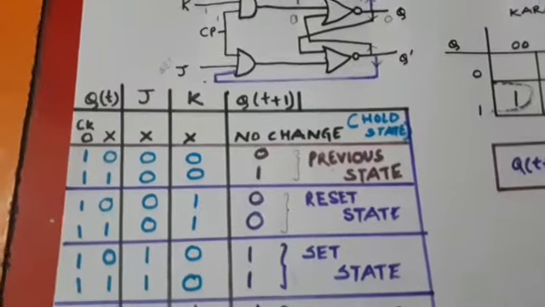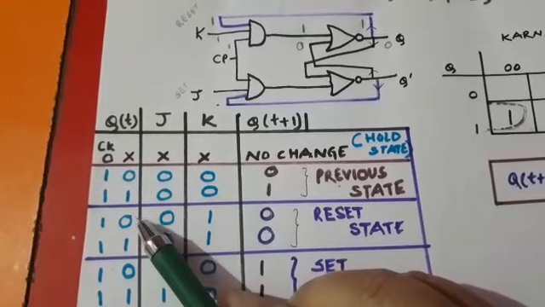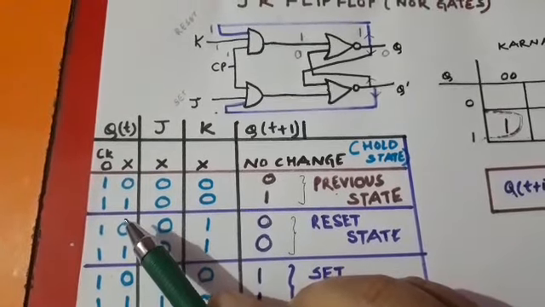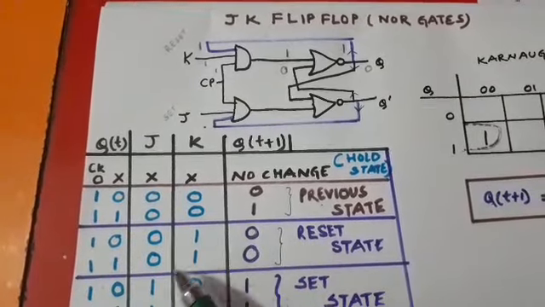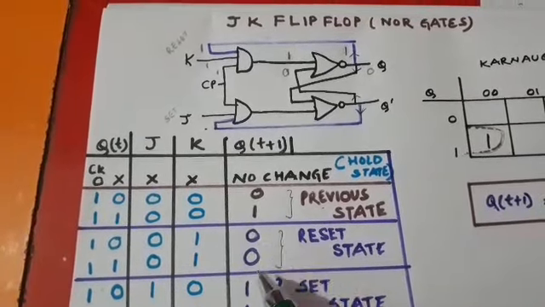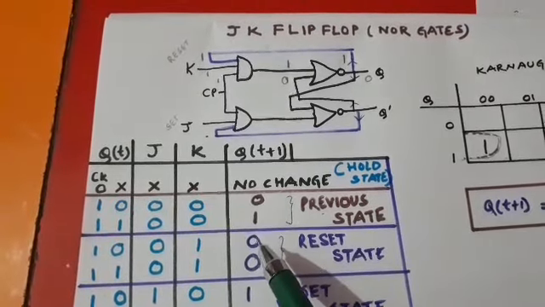So what do we notice here is that whatever is the value or the previous value of Q, be it 0 or 1, with this combination we get the value, the Q new, as 0. The new Q is always equal to 0.